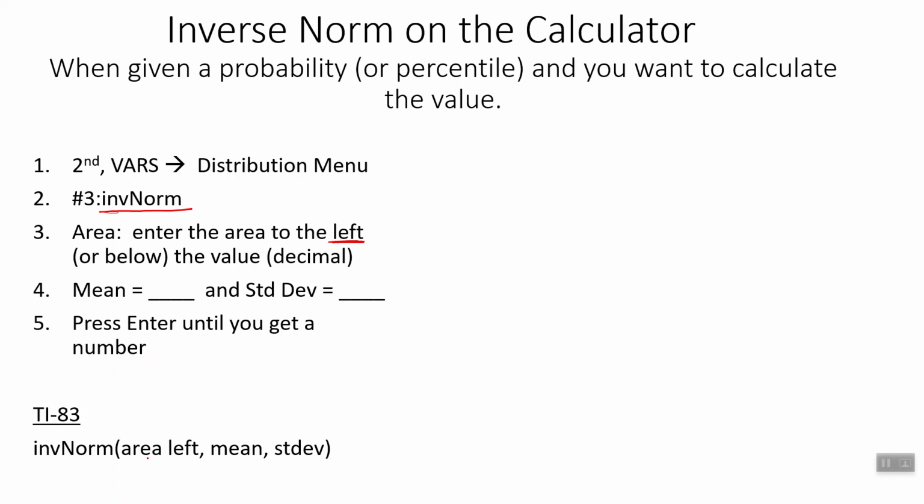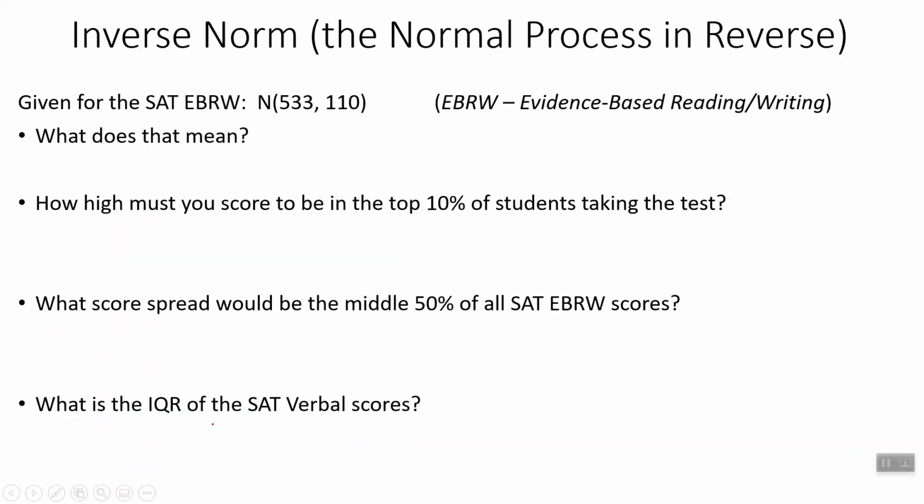If we are using the TI-83, you're separating them by commas. The first number you're going to put in is the area left, then the mean, then the standard deviation. And this is always going to be some sort of decimal. Like for the last one, it would have been like 0.81, would give us back the 300. All right, so let's look at some examples.